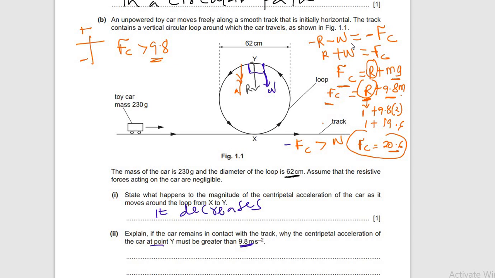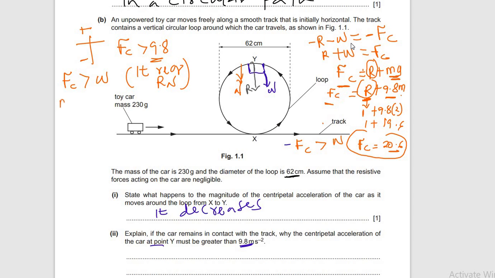If there is no normal reaction, centripetal force is most likely equal to the weight, or the weight is most likely to be greater than centripetal force. Now, the only way centripetal force is greater than the weight is with the help of normal reaction. You can see it. So, for centripetal force to be greater than weight, it requires the normal reaction.